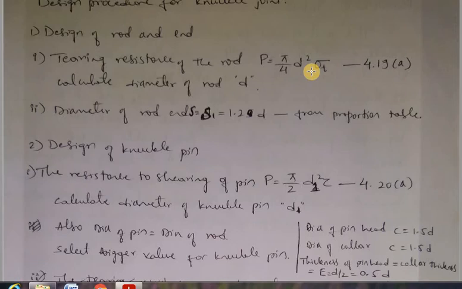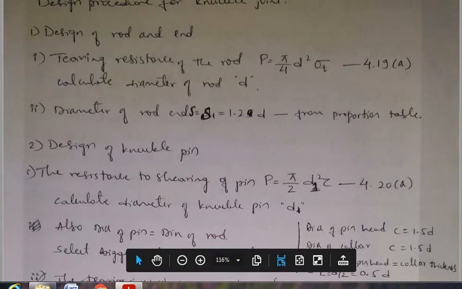Next, with the help of another equation, we can find the diameter of the rod end. From the proportion table, S is equal to S1 is equal to 1.2 times the diameter of the rod. So this equation we can refer to in the proportion table, which gives us the diameter of the rod end.